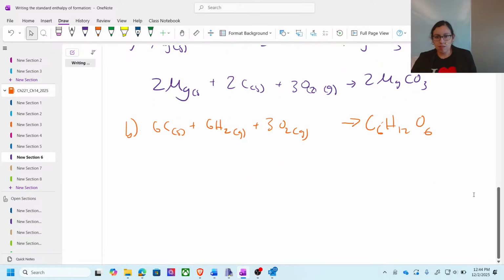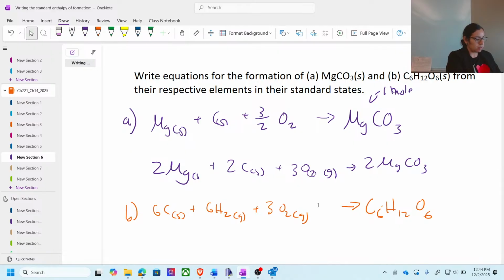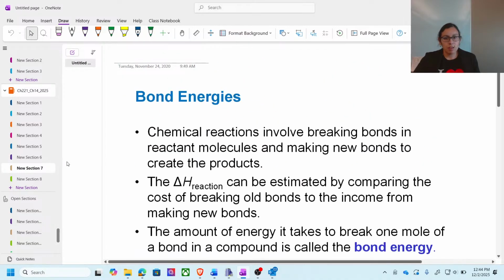Questions on this? So yeah, definitely expect questions like this on your exam, either writing these equations for the standard enthalpies of formation or calculating them. So there'll certainly be some unknown adding equation. All right, let's keep going.